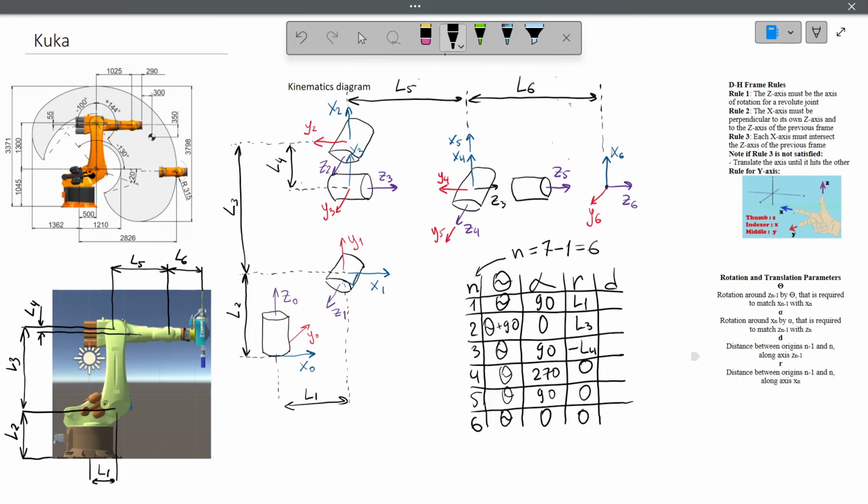Next, D. Distance between the previous origin and current origin along the previous z-axis. So here, previous axis, current axis. So here we take a look at the distance between these two along the previous z-axis. So this distance will be L2.